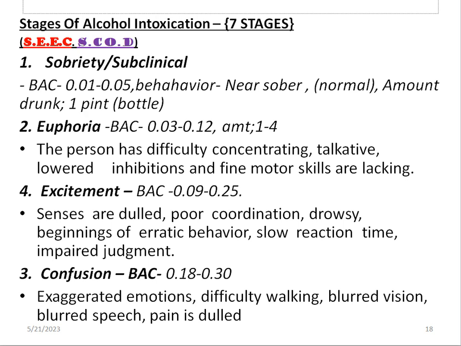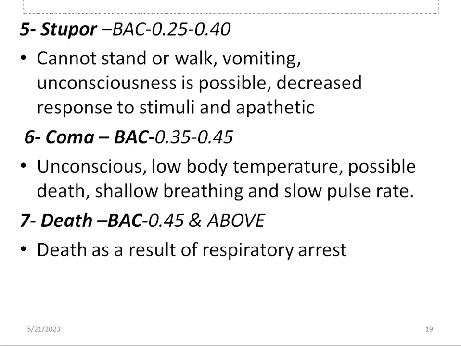Then there is confusion. Blood alcohol content in the confusion state can range from 0.18 to 0.30. In confusion, the behavior that we see is exaggerated emotions, difficulties in walking, blurred vision, blurred speech, and pain is down. There's increased threshold to pain, meaning someone will not easily feel pain when they injure themselves because they have taken too much alcohol. Hence, alcohol acts as some kind of painkiller at this stage.